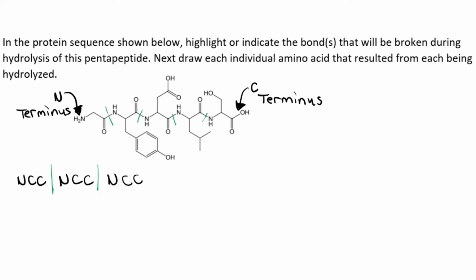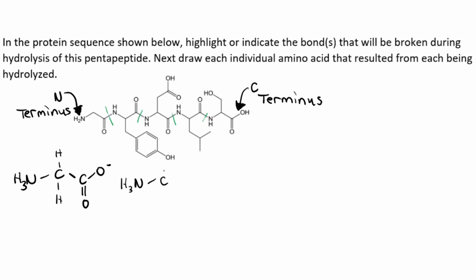Okay, and so that satisfies the first part of this question. Now we want to go through and draw each individual amino acid that resulted from being hydrolyzed, and we're going to name them. So let me clear out some space here. All right, so the first one, you have nitrogen, you have your carbon, and you have 2 hydrogens bound to it. That's why it looks like there is no R group, because it's 2 hydrogens.